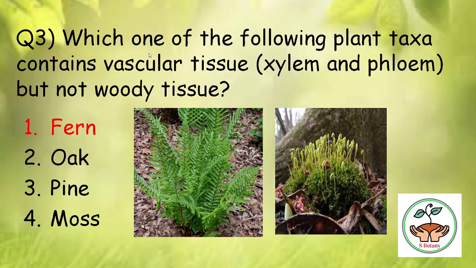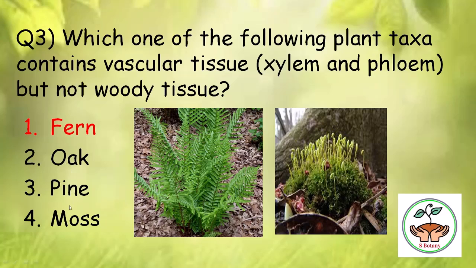Next, third question is, which of the following plant taxa contains vascular tissue, that is the xylem and phloem, but not woody tissue? Options are ferns, oak, pine, moss. So the correct option is fern, as we know that the fern belongs to the Pteridophyta group, and it has the first plant group which evolved on the land, and it shows the presence of the vascular tissue, that is xylem and phloem, but the woody tissue is absent from this group. So the correct option is the fern.